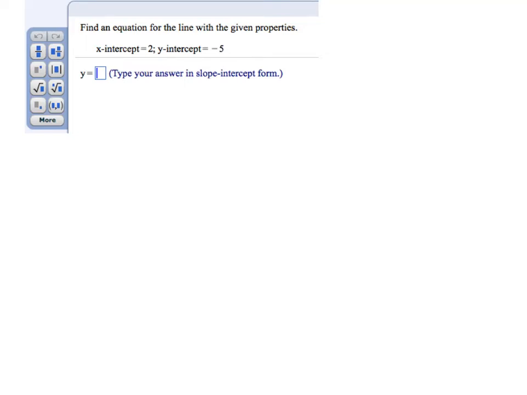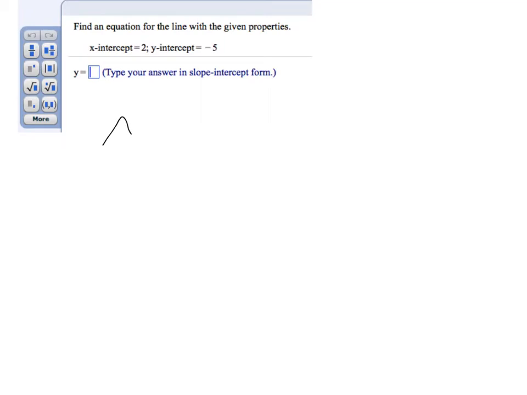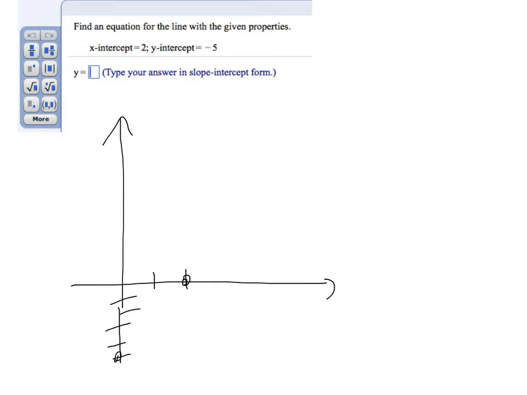Here's solutions to a problem about finding the equation of the line given 2 points. Notice in this case we're told the x-intercept and the y-intercept instead of being told 2 points explicitly, but the x-intercept and the y-intercept are just points on the graph. So x-intercept of 2 would be there, y-intercept of -5 would be down there, and so remember that these have both coordinates really. The x-intercept is the point 2, 0, and the y-intercept is the point 0, -5.